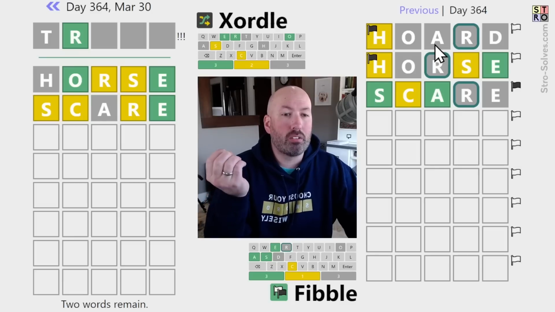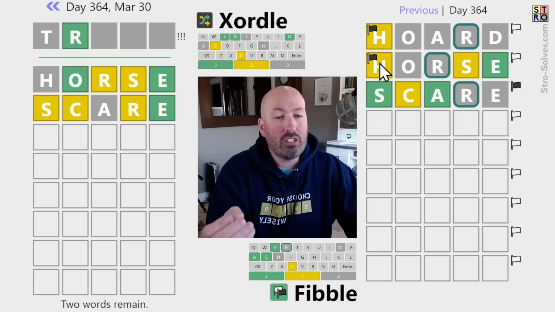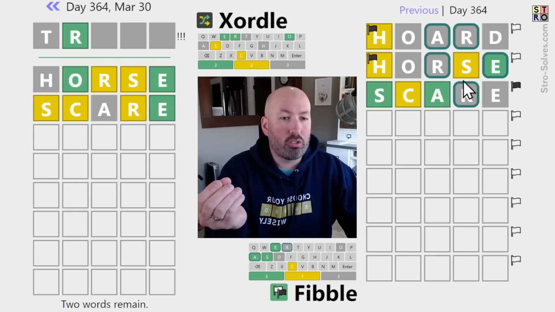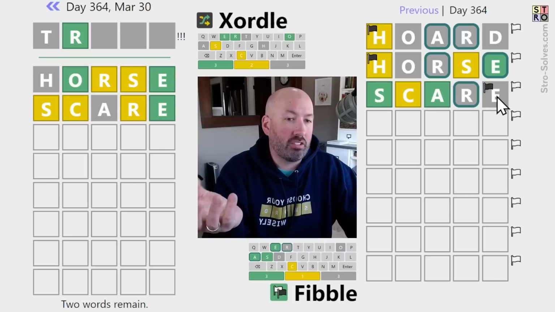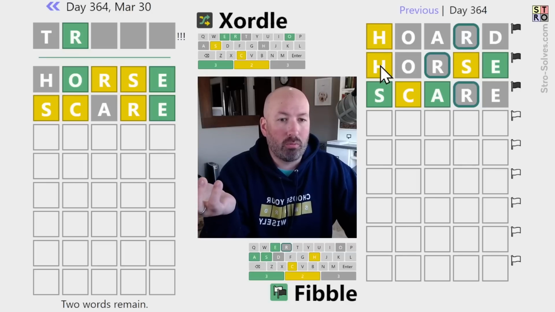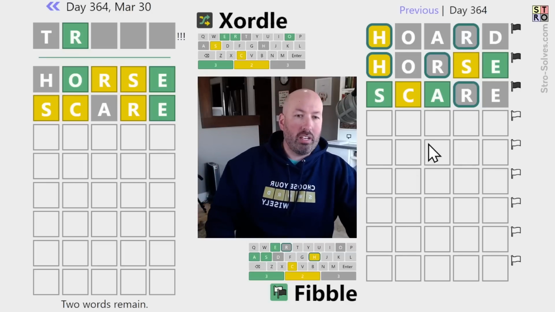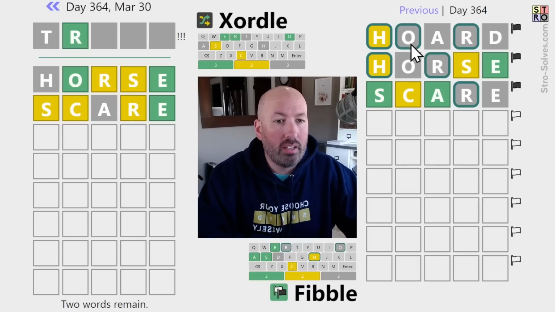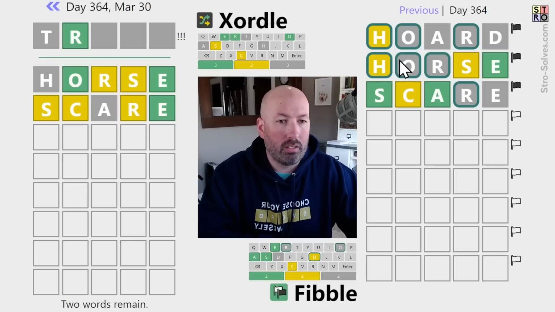No, they couldn't both be true. Right, if the H was the lie, these would both have to be true, which would mean these are both lies, and you can't have two lies on the same row. So we know the H's are true. Okay, the H's are true, and the O's have to be true for the same reasoning.